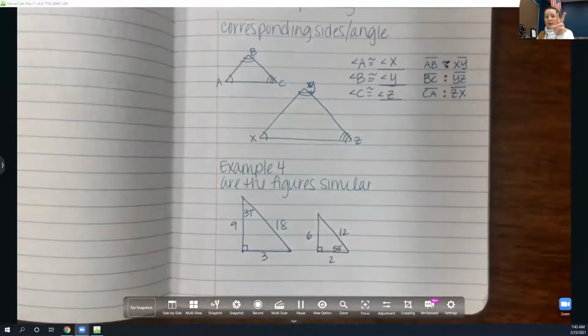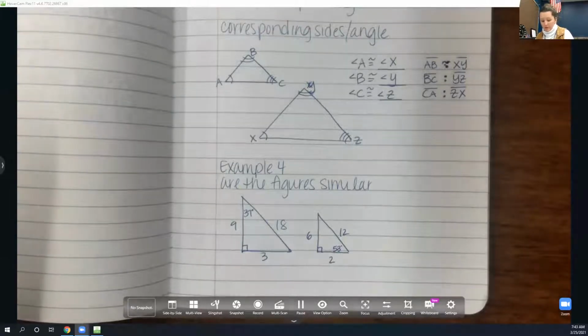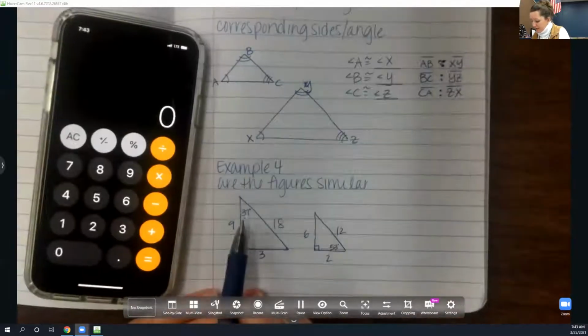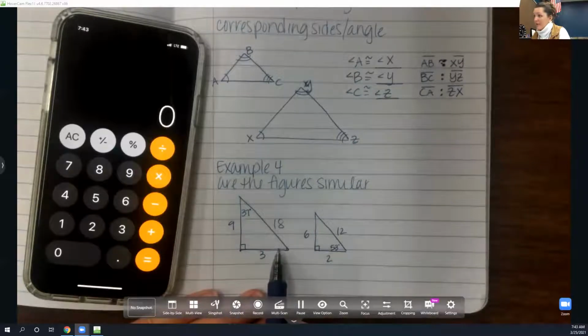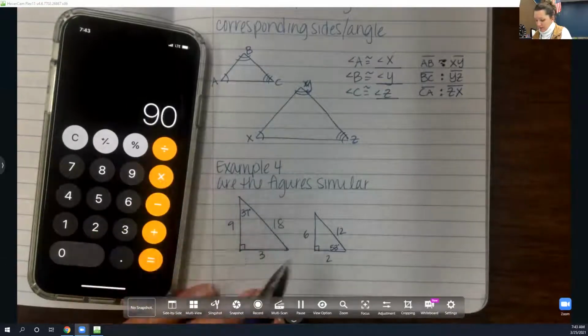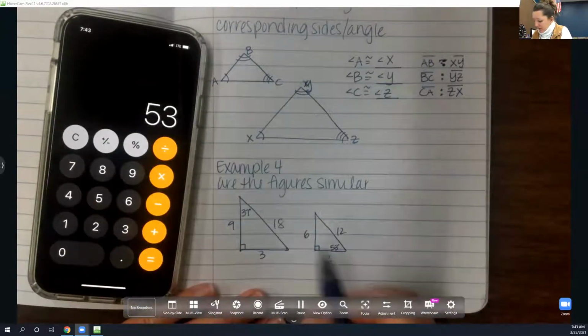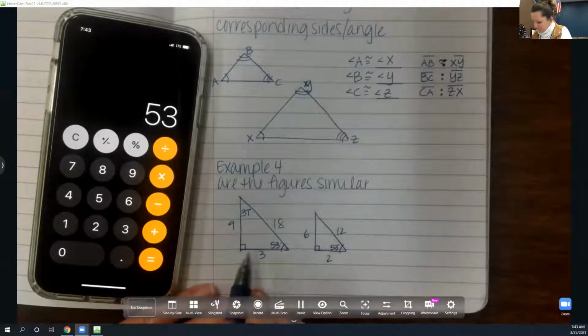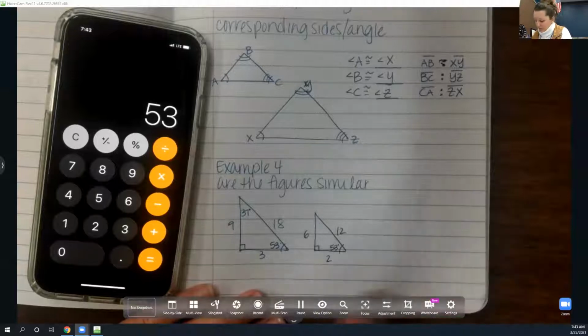Okay, so two things, remember. Figures are similar if, number one, the corresponding angles are congruent. So I want to see, are my angles congruent? Well, I'm going to get my calculator out just to see if all of my angles are congruent. So if this one is 37 and I want to find this one, I'm going to take 180, right? I'm going to subtract out that 90, and then I'm going to subtract out the 37, and I get 53. Okay, well, those are congruent, right? My right angles are obviously congruent because all right angles are congruent.